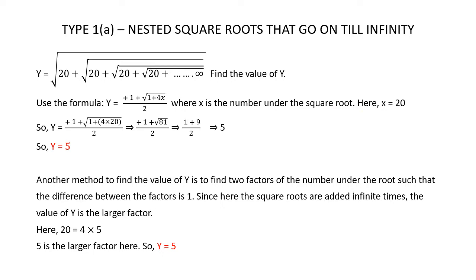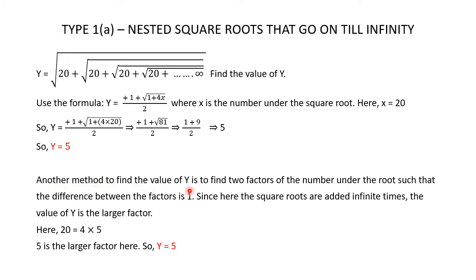Now substituting the value of x in the formula, we get y is equal to (1 plus root of 1 plus 4 multiplied by 20) divided by 2. 4 multiplied by 20 is 80, and 80 plus 1 is 81. So now we have (1 plus root of 81) divided by 2. Root of 81 is 9. 9 plus 1 is 10. 10 divided by 2 is 5. So y is 5.